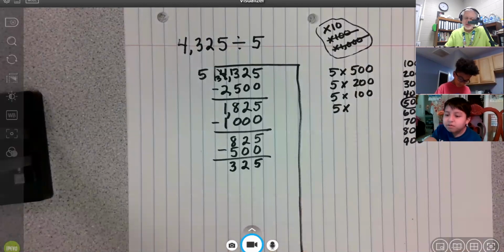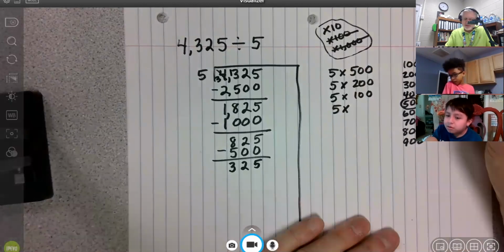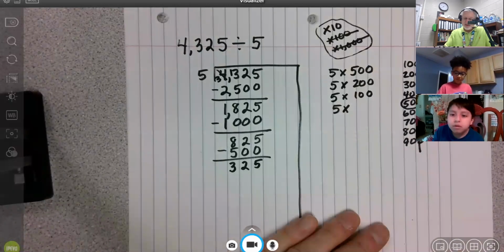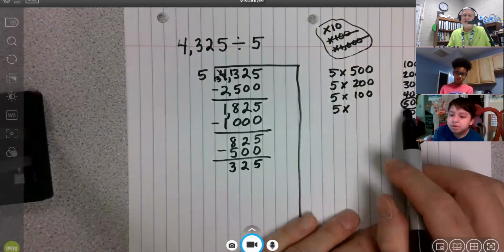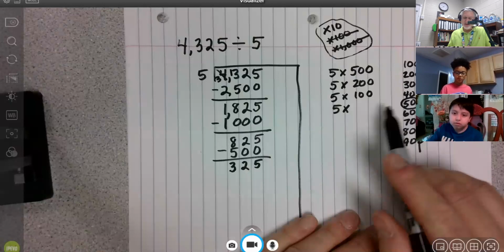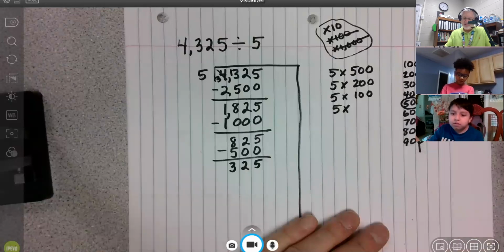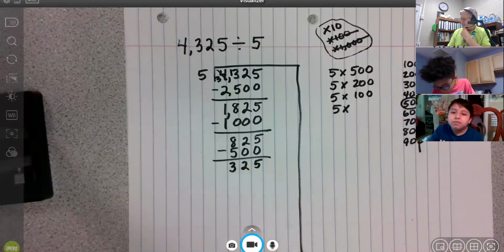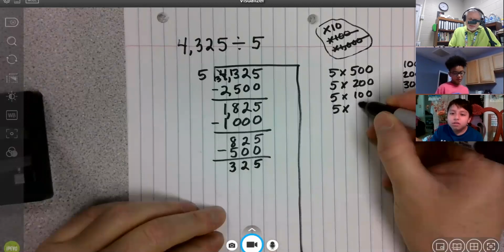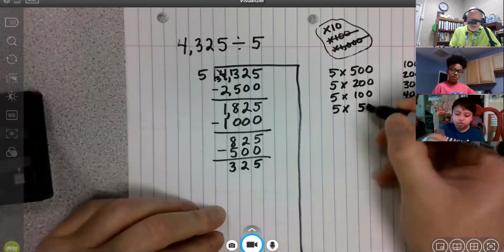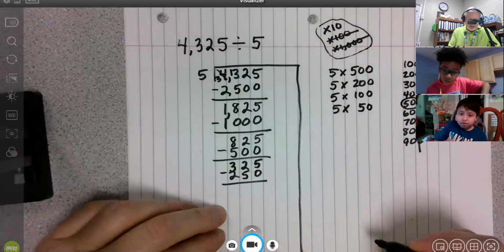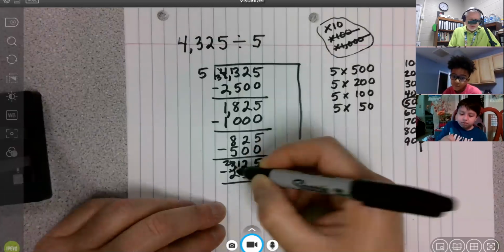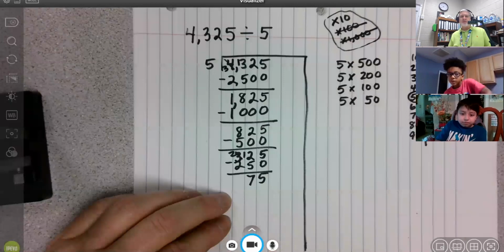50. So I can probably get a little bigger number than 10, can't I? All right. So if I get rid of those zeros, now I have multiples of 10. Well, I already have 50 circled. So what's 5 times 50? 25, and add the 0? 250. So let's take 250 away. And I have to regroup. And that should be 75 left over.